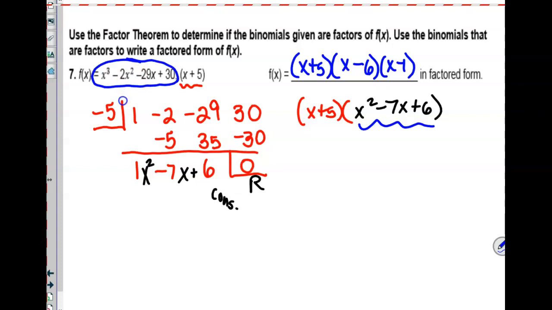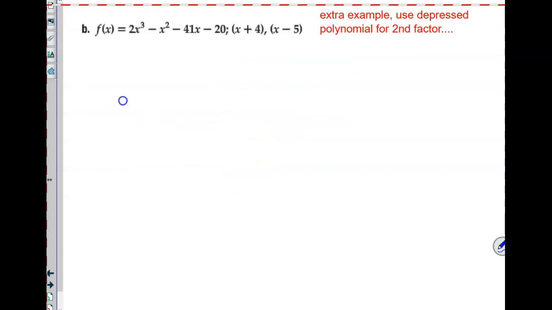All right, moving on to part B. This is what will be on a quiz eventually. This is an extra example. Do you have this example? Okay. It's up to you if you write it down. It's like a homework question. We're going to learn a new vocabulary word. It's called the depressed polynomial. He's so sad. Okay, we're going to do synthetic division.